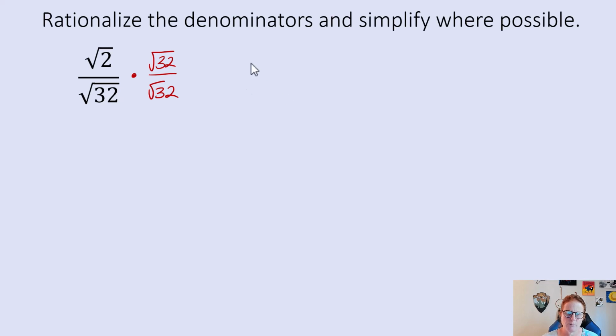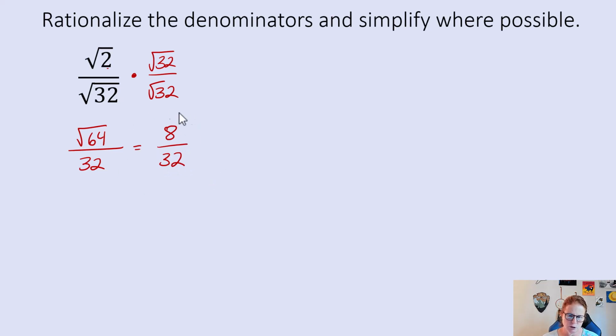So watch what happens. So I have square root of 32 times square root of 32. That is going to give me 32 on the denominator. That's what I need. But here I have 2 times 32. So this is going to become the square root of 64, right? We multiply the 2 times 32, we get 64. Well, square root of 64 is 8. So I'm going to simplify this down to 8 over 32.